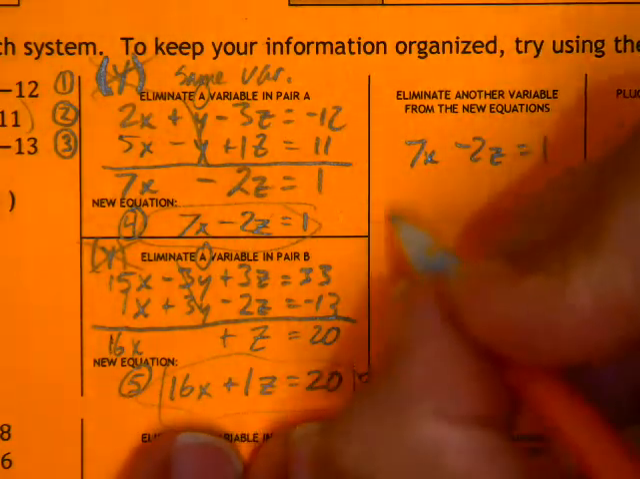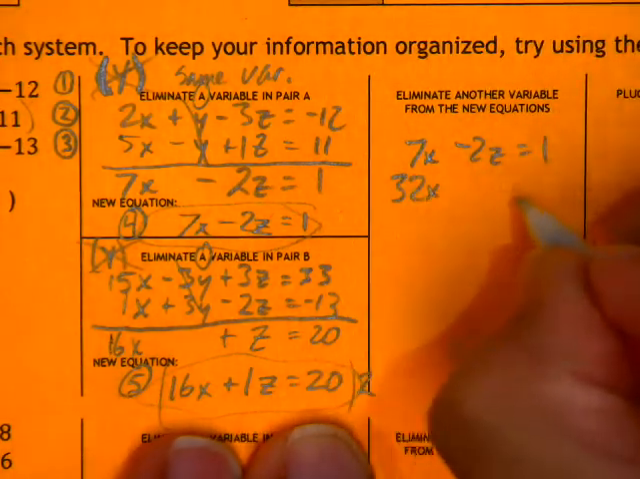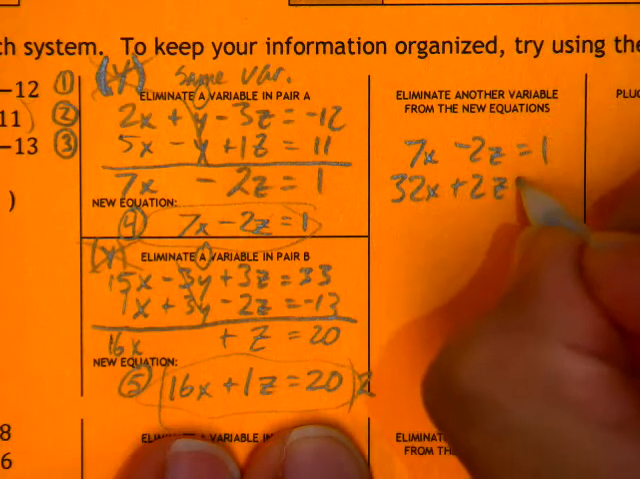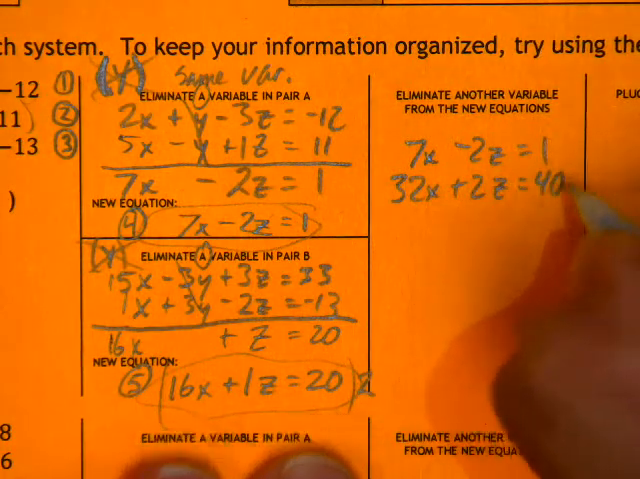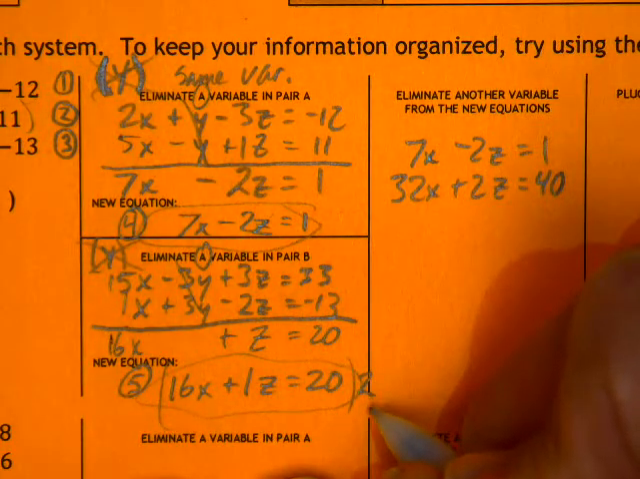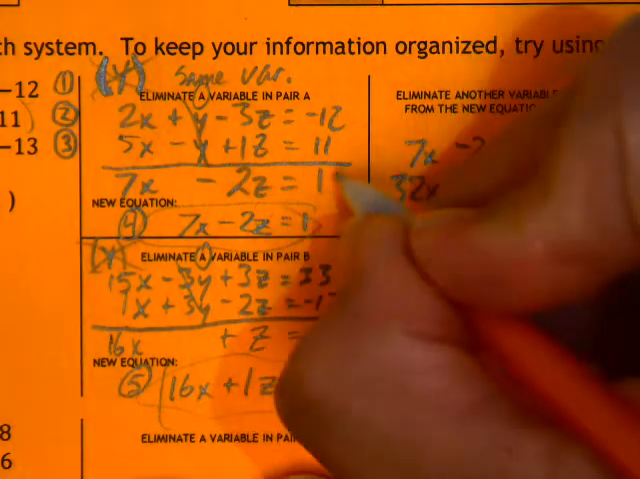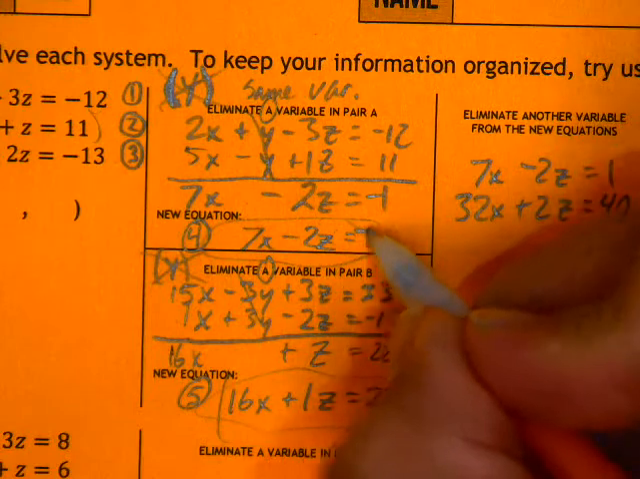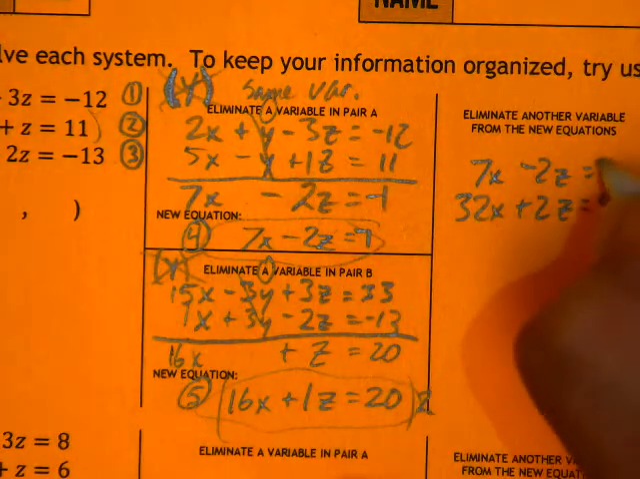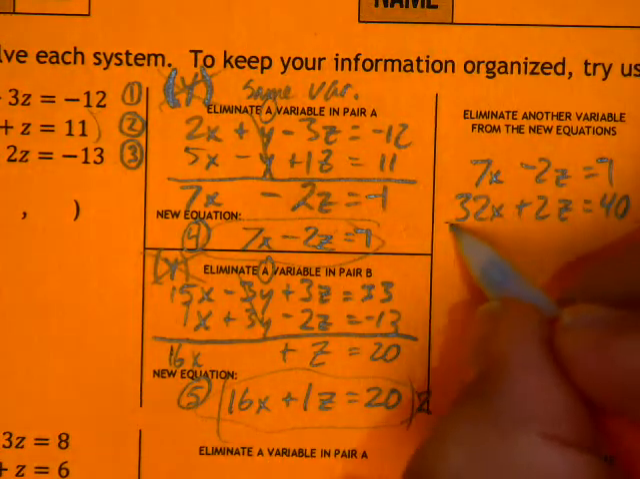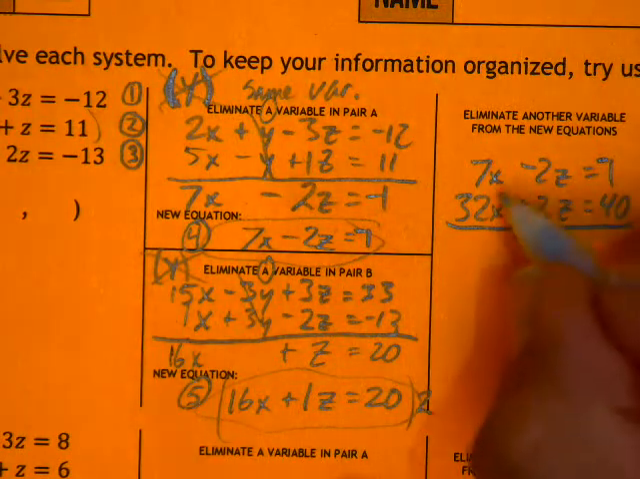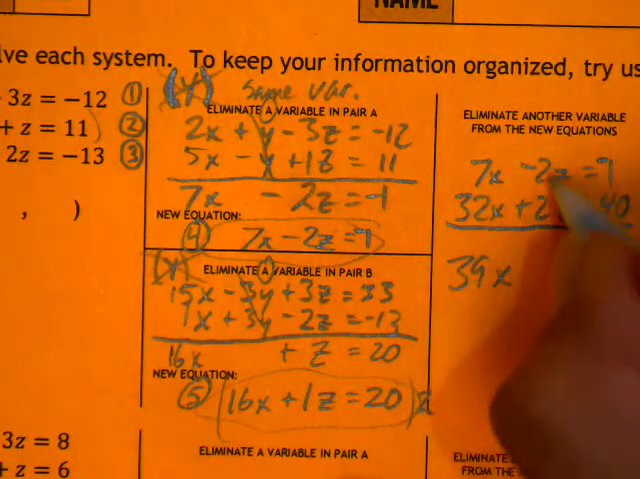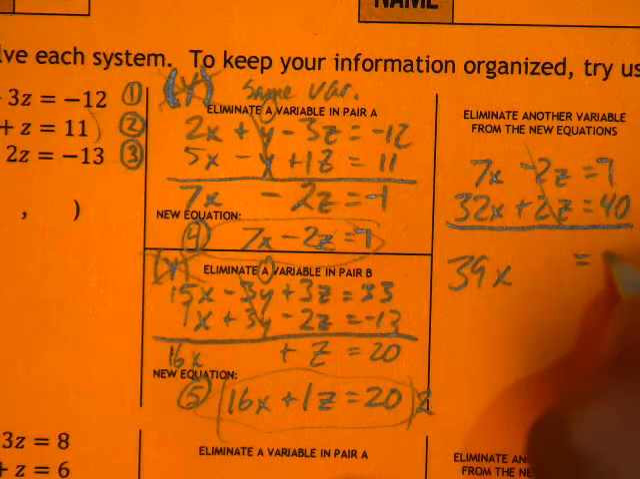When I distribute the 2, I've got a 32x plus 2z equals 40 after I've distributed. Oh, look at this. I just caught something. Let's go back. That should be a negative 1. That should be a negative 1. And therefore, this should be a negative 1. So when I combine these together, I have a 39x. Those go away, equals 39.